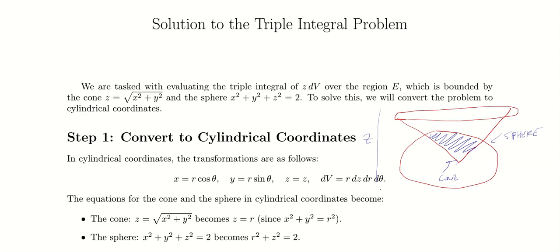So the question is, can we write these equations in terms of polar? Starting off with the cone, we know that z is equal to z, and x squared plus y squared is r squared. So we have z is equal to the square root of r squared. Well, the square root of r squared is just r, and so that's how we get z is equal to r. For the sphere, x squared plus y squared is just r squared, so that's why we have r squared plus z squared equals 2.